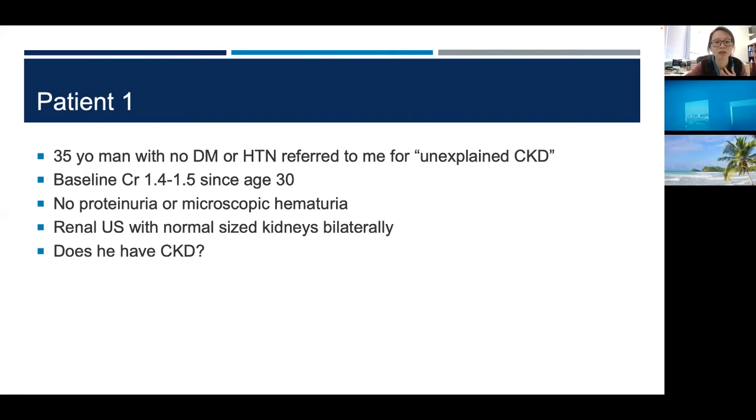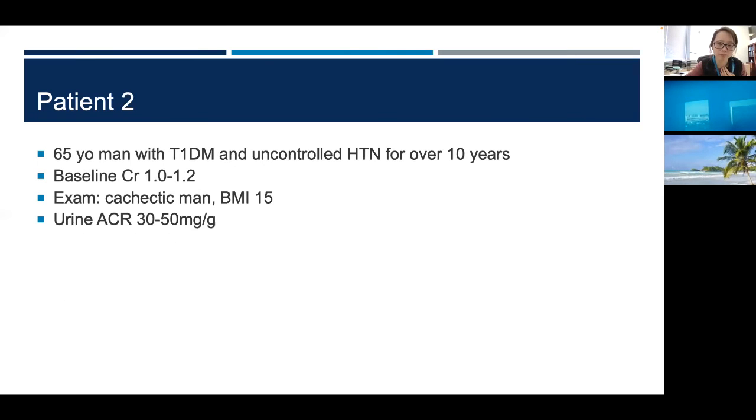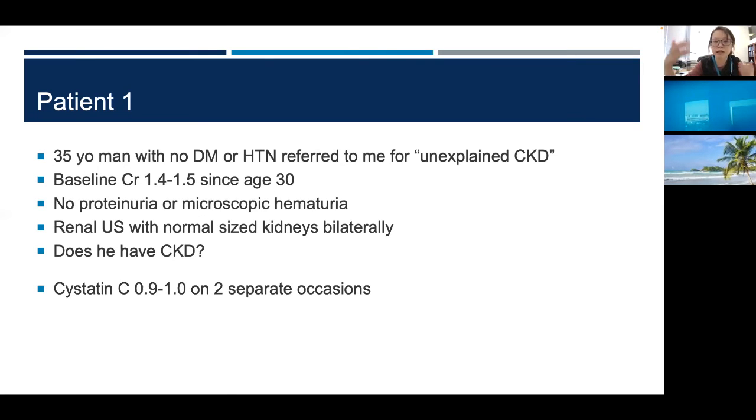So then the question is, does he have CKD? So then I checked cystatin actually on 2 separate occasions, and his cystatin is within the normal limit at 0.9 to 1. So I happily graduated him from my clinic and told him that he does not have chronic kidney disease.